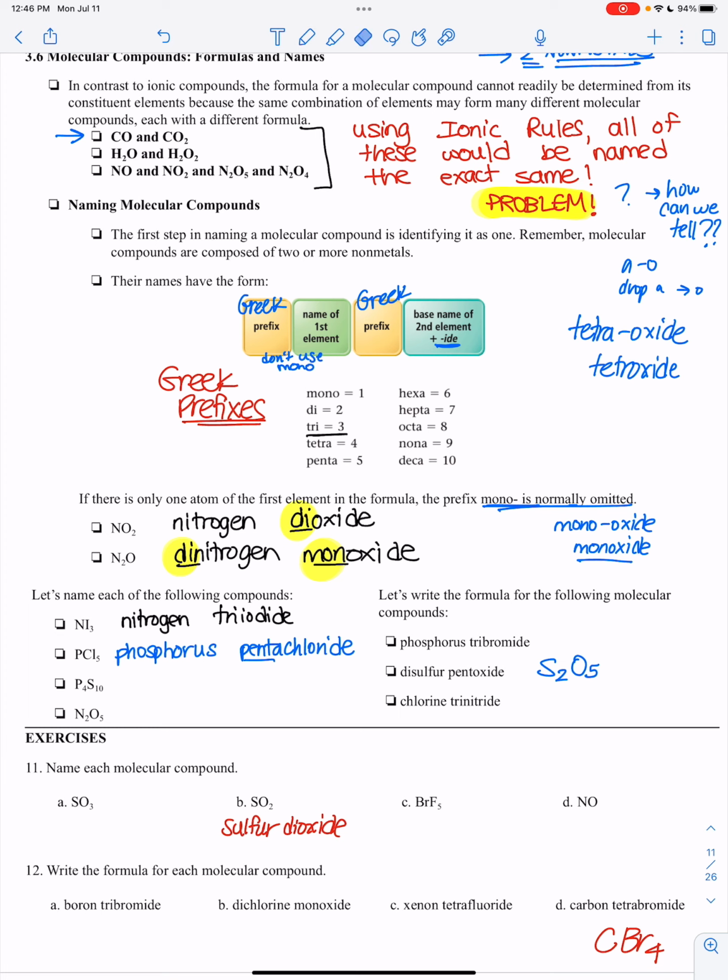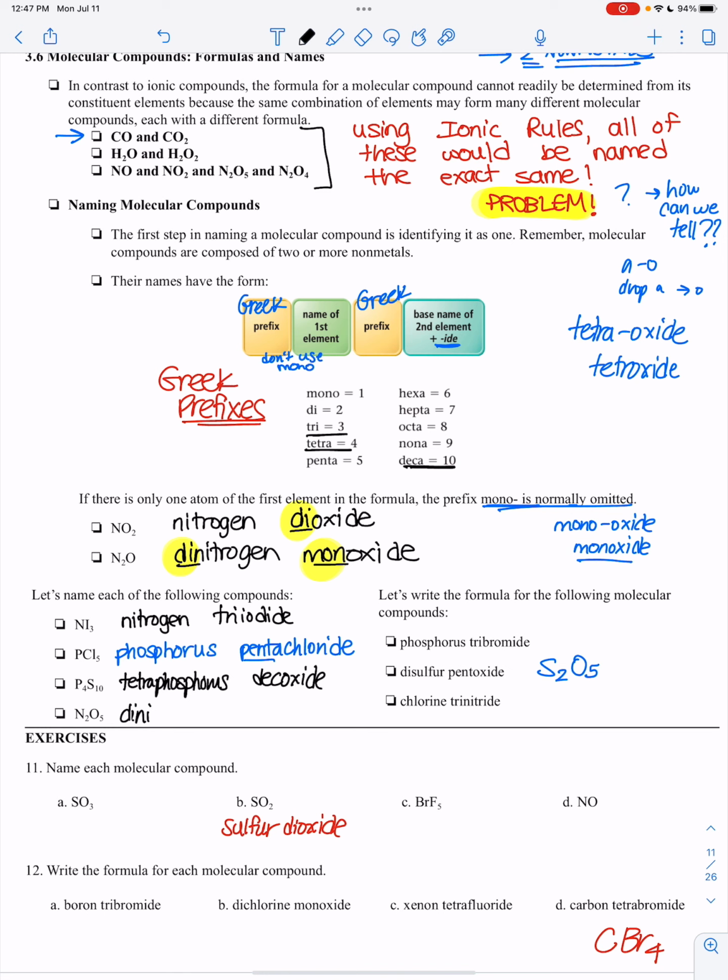Then let's do the next one. I did this kind of on purpose so you get used to more prefixes. P4S10. I have 4 phosphoruses. So 4 is tetra. So it'd be tetraphosphorus. And then I have S10, 10 sulfurs. 10 is decoxide. See, the A and O drops to just O.